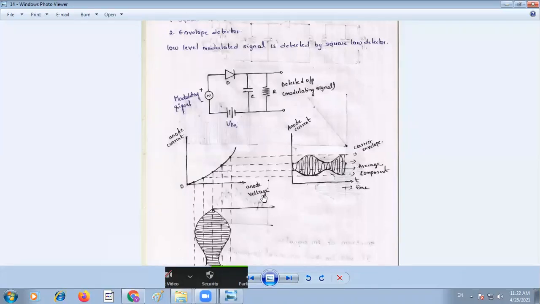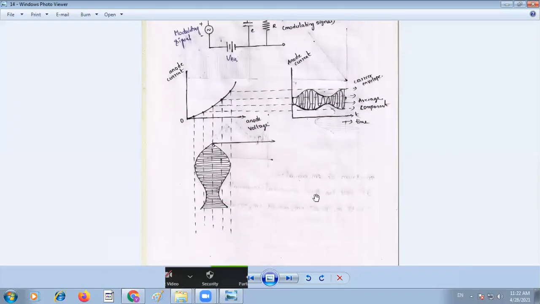By using these characteristics, when the modulated signal is given, the modulated signal has the envelope. You see that this is the input of the diode, the envelope is there. So the diode comes under the ideal case characteristics, which you already know: the forward resistance of the diode is 0 and the reverse resistance of the diode is infinity.